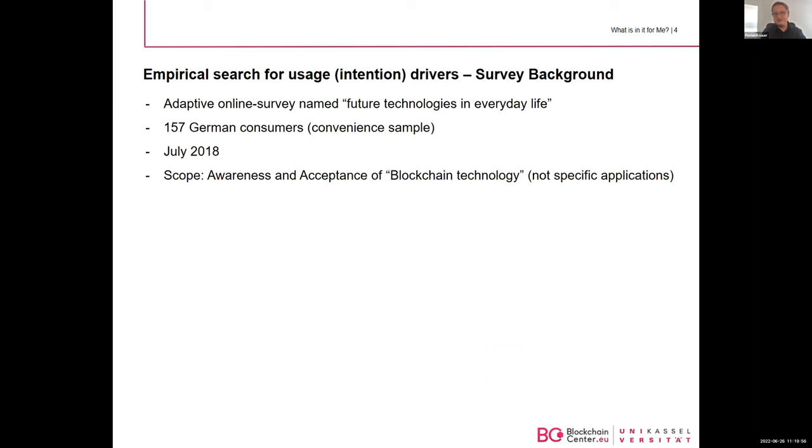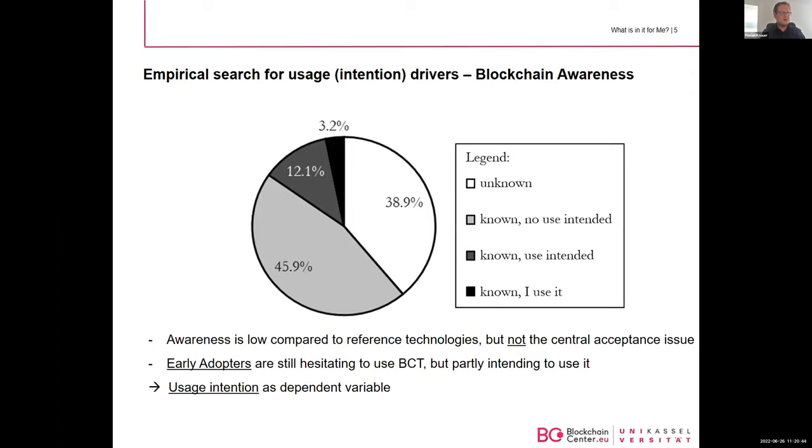And to answer that question, we conducted an online survey among 157 German consumers back in July 2018. So the data are quite old, but I think there are still some key findings that are still valid and important today. And the scope was then the awareness and the acceptance of blockchain technology, not specific applications. But of course, many of our findings are also valid for marketers, for instance, that promote specific blockchain applications. The survey was named Future Technologies in Everyday Life to avoid self-selection bias. At least at the beginning, they had to give answers to different technologies as well to compare the results to the blockchain.